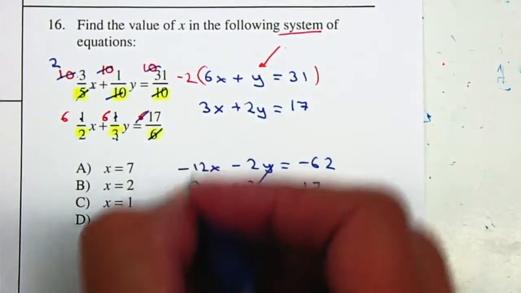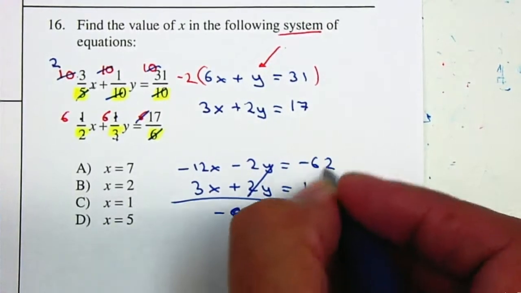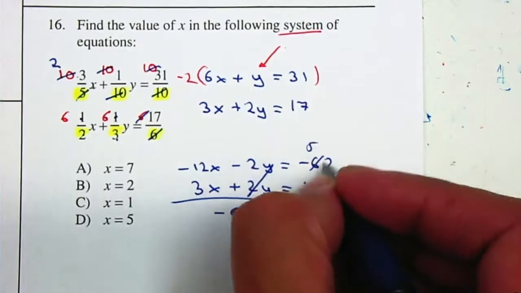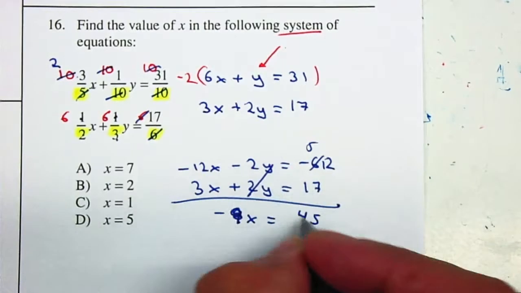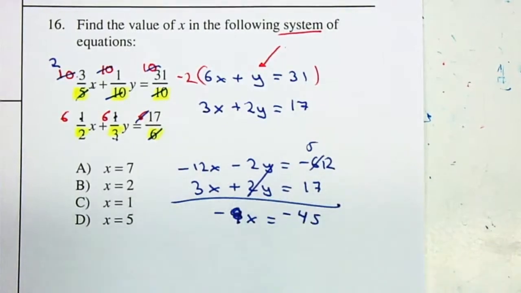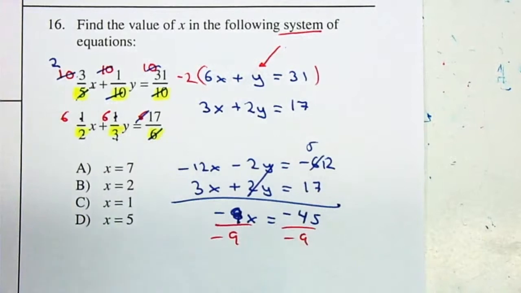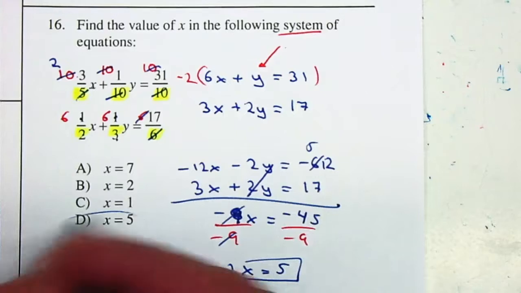That cancels, so it gives me a -9x is equal to, subtract, so we have 62 minus 17, that gives me 45. Keep the sign on the bigger number. I'm going to divide by -9, divide by -9, cancel, so x is equal to +5. So your answer is letter D.